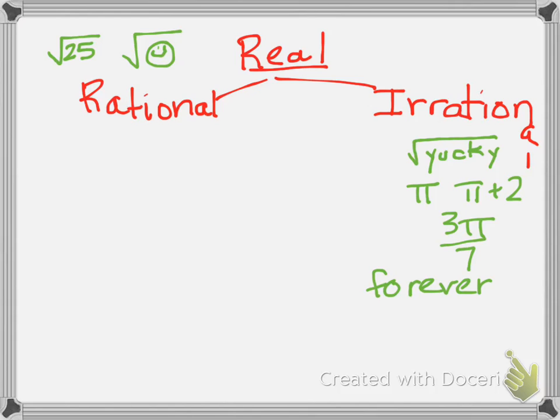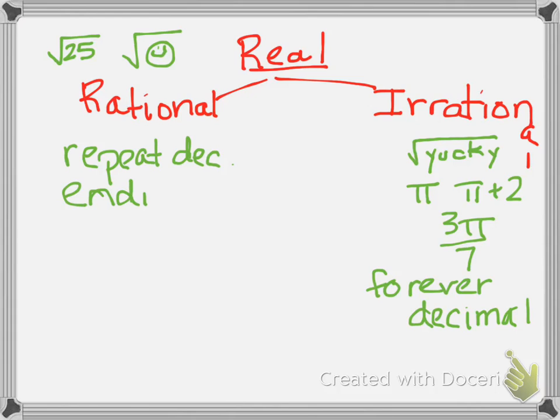All right, so a forever decimal, a decimal that goes on forever with no repeating and no stopping. If a decimal repeats, it's rational. And I spelled that wrong. Repeat. Repeating decimals are rational, and ending decimals are rational. All right, but the forever decimals that don't repeat and don't end are called irrational.